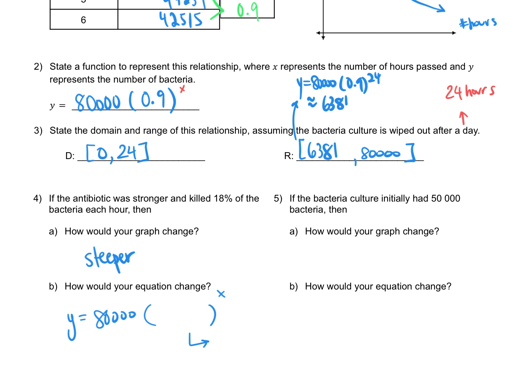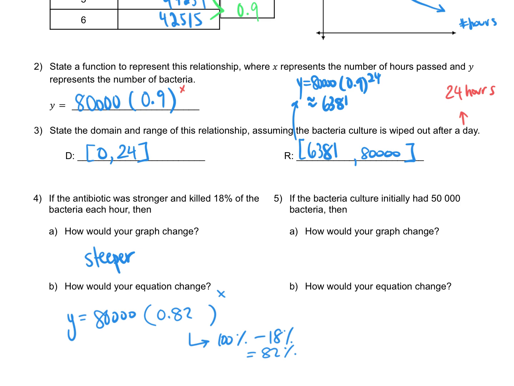We got 0.9 because we took 100 and subtracted 10 to get the leftover. So now if the antibiotic is killing 18%, if I take 18% away, we're left with 82%, which means our base should be 0.82. 82% of the bacteria remain from hour to hour, which means we're multiplying 80,000 by 0.82, however many times we need.